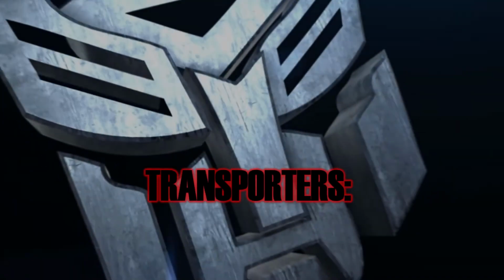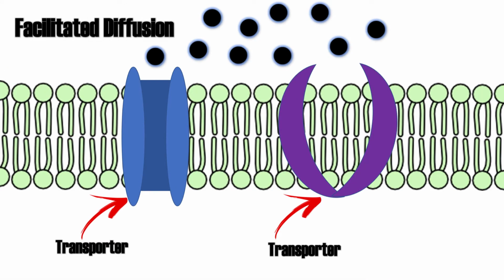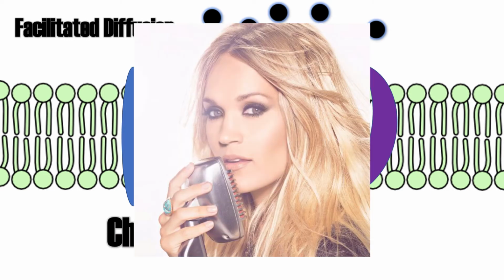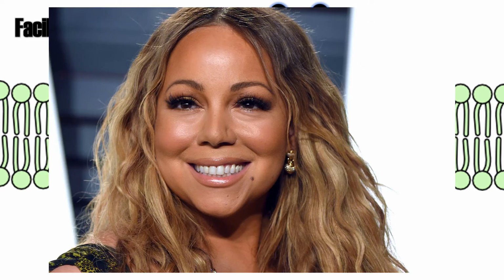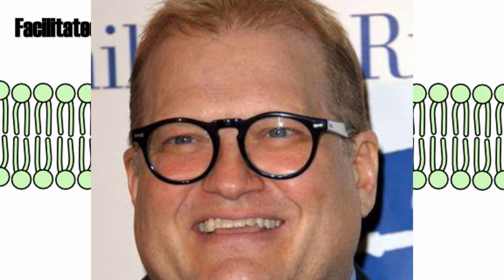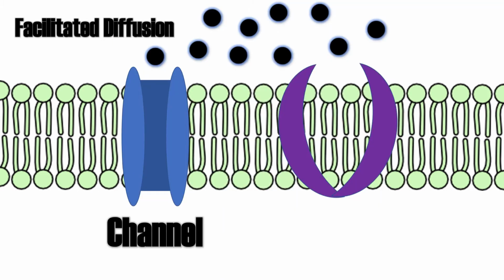Now, we have two main types of transporters. No. That's enough. We have two main types of transporters in our body. Channels and carriers, thank you, in your body.